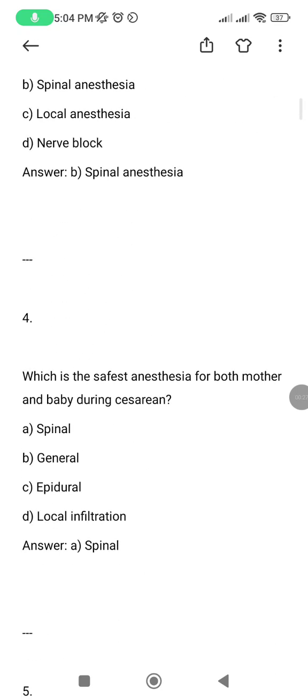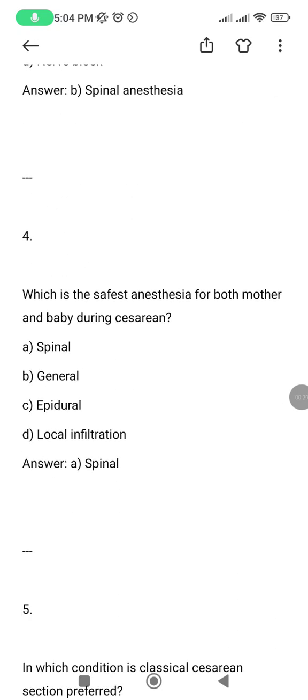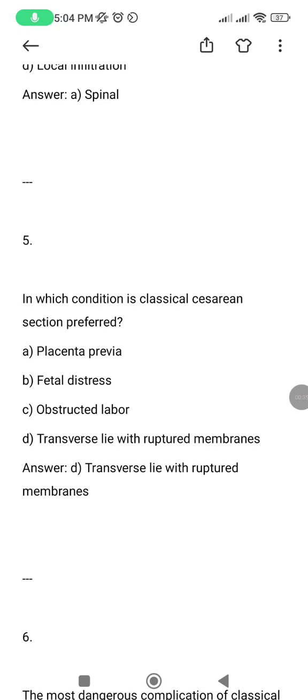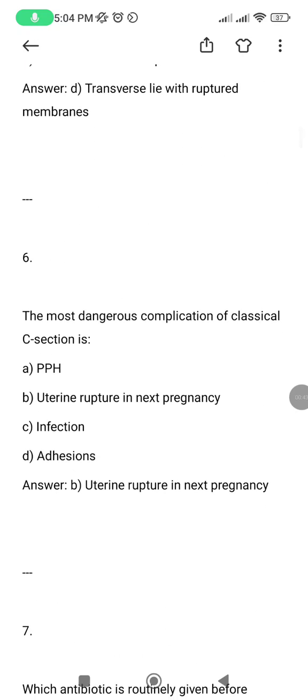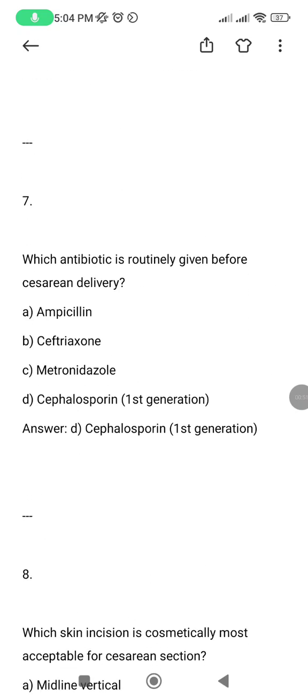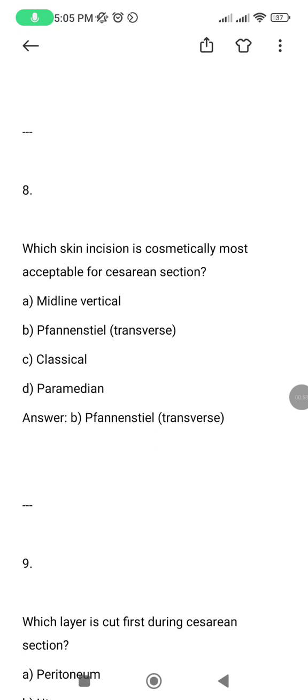Spinal anesthesia. Which is the safest anesthesia for both mother and baby during cesarean? Spinal. In which condition is classical cesarean section preferred? Transversely with ruptured membrane. The most dangerous complication of classical C-section is uterine rupture in next pregnancy. Which antibiotic is routinely given before cesarean delivery? Cephalosporin, first generation. Which skin incision is cosmetically most acceptable for cesarean section?